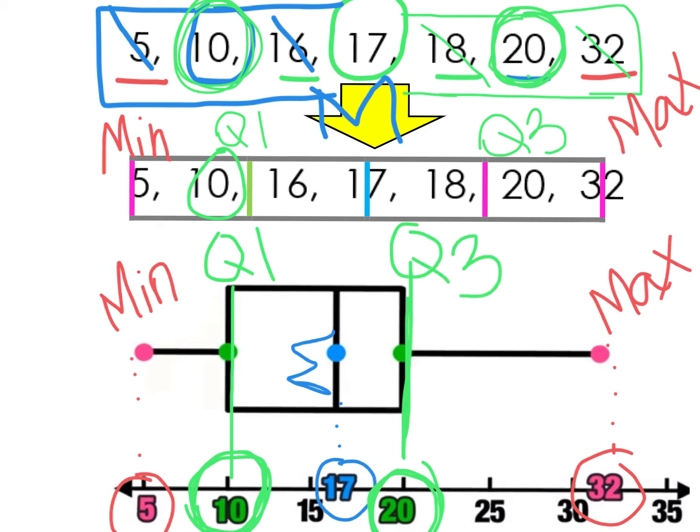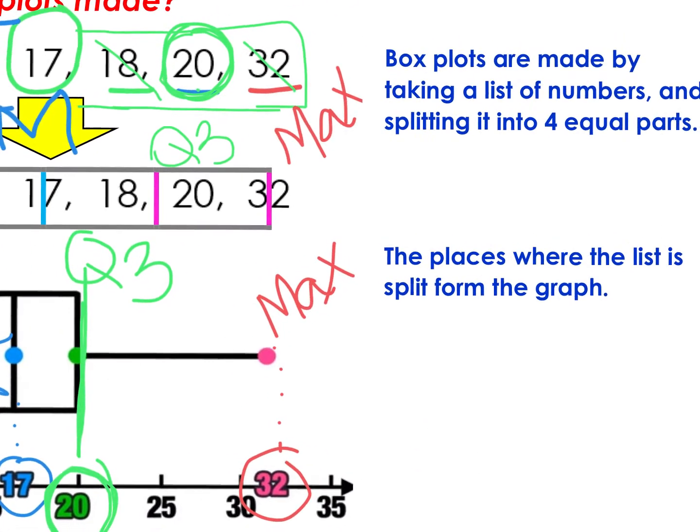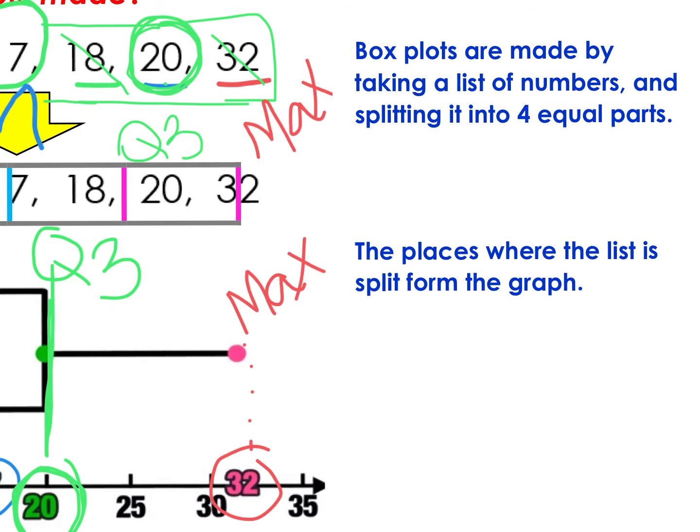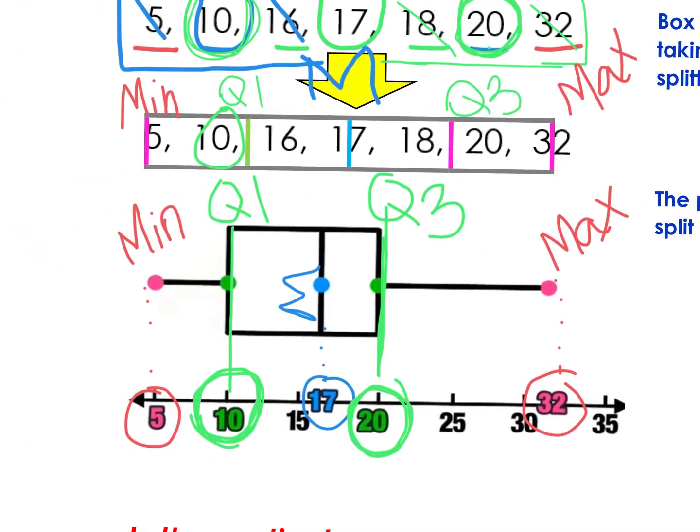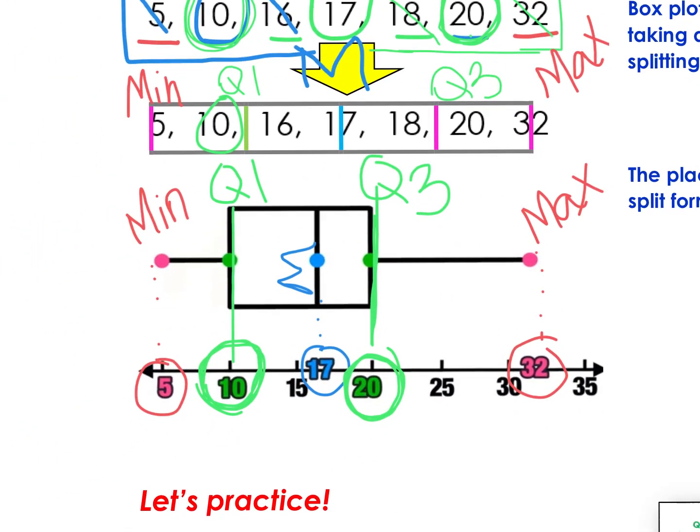So remember, box plots, we split into 4 equal parts, and the place where the list splits from the graph. So remember, there's still 5 major points. So the 5 major points to the graph are the minimum and maximum. The median is in the middle of the box. Remember, it does not have to be in the exact middle. And then we have our quartile 1 and quartile 3. Okay, so let's go ahead and let's practice some questions.